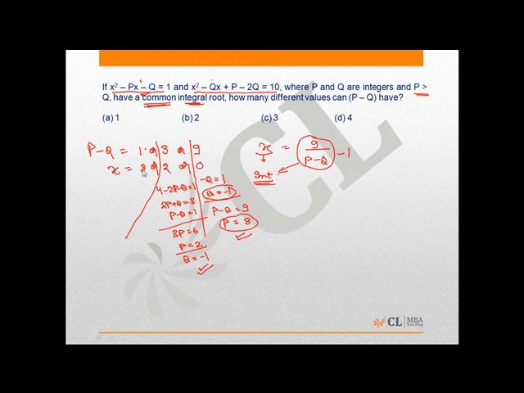If I come to the third case and I say x as 8 is a common root, I place the common root here. It becomes 64 minus 8p minus q is 1. So I can say 8p plus q is 63, and we already know p minus q is 1. So this is 9p is 64. Obviously I cannot have p as an integer, so it is not a valid solution. So how many valid solutions do I have? 2.